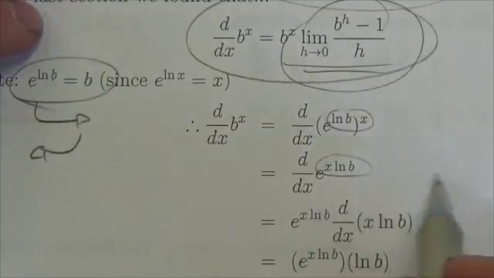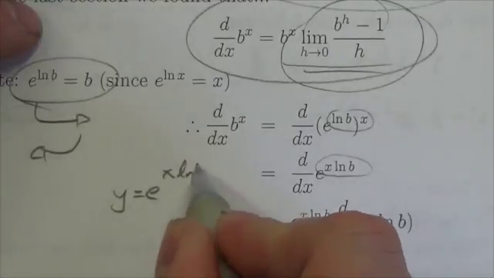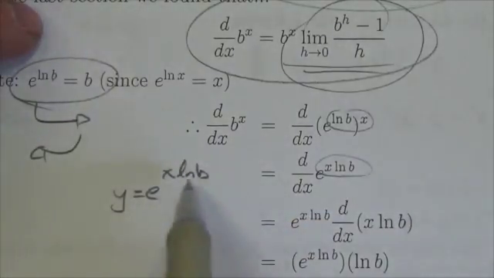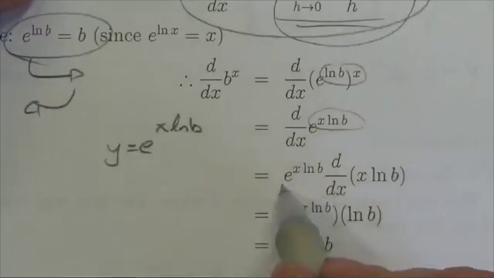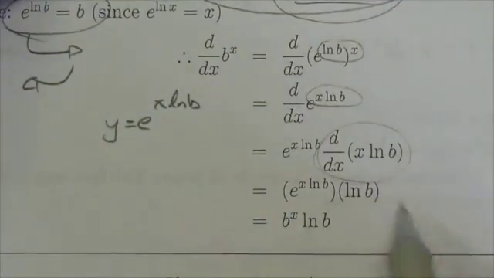But now it's this exponential function. Now I'm looking at y equals e to the x natural log of b. Think about what the derivative of this would be. Well, it's going to be e to the x natural log of b. And then you multiply by the derivative of the exponent, which is just the natural log of b.